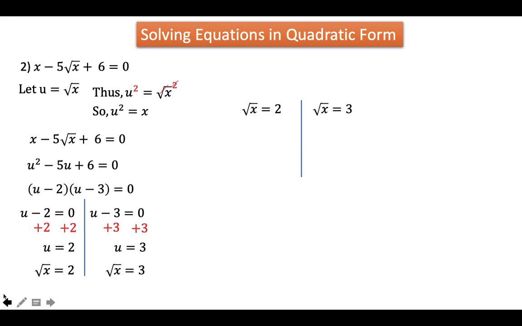In here, we want x to be left alone, so we can square each side so that the radical will be eliminated. And x is left, 2 squared is 4. On the other side, do the same thing. After eliminating this, x is left, and 3 squared is 9. So we have only 2 values for x here. These are the 2 roots, 4 and 9.